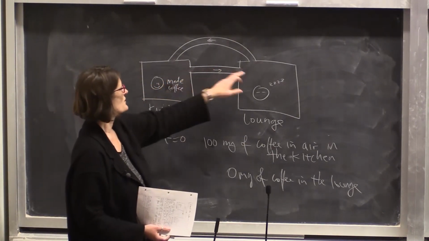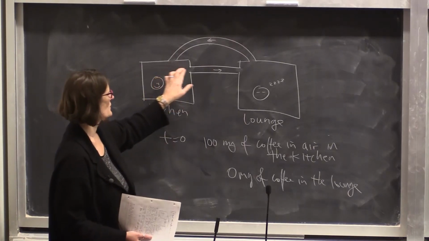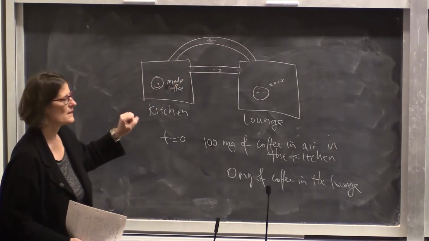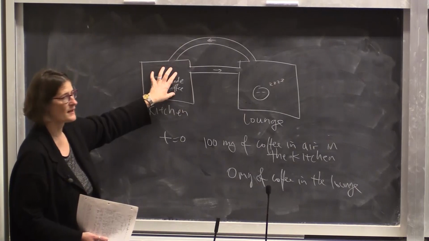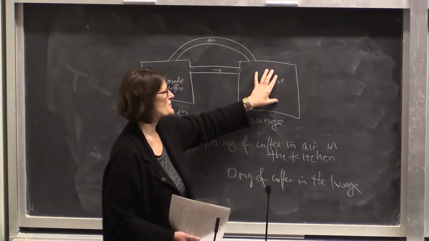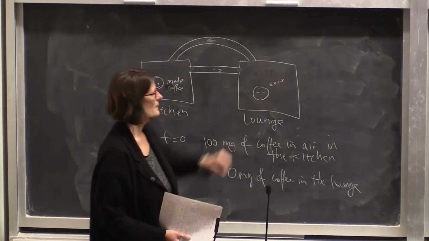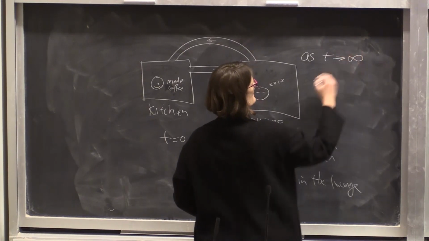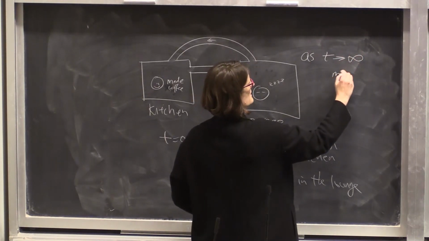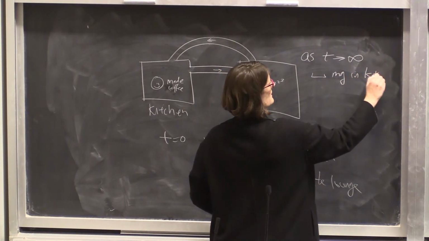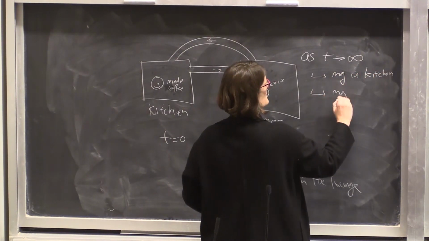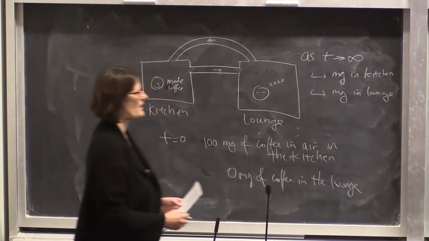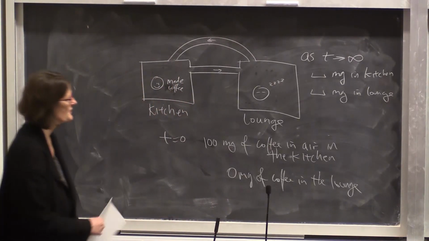So at time 0, that's where you are. The fans are turned on. Coffee molecules begin to go into the lounge. Uncaffeinated air comes from the lounge to the kitchen. So this kitchen is going to smell less and less coffee-like. This lounge is going to smell more and more coffee-like. As time goes to infinity, how many milligrams of coffee should be in the kitchen, and how many milligrams of coffee should be in the lounge? 50-50. Good.